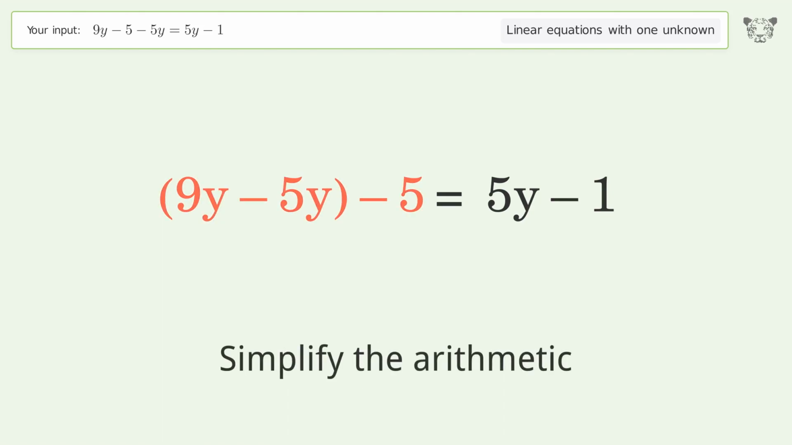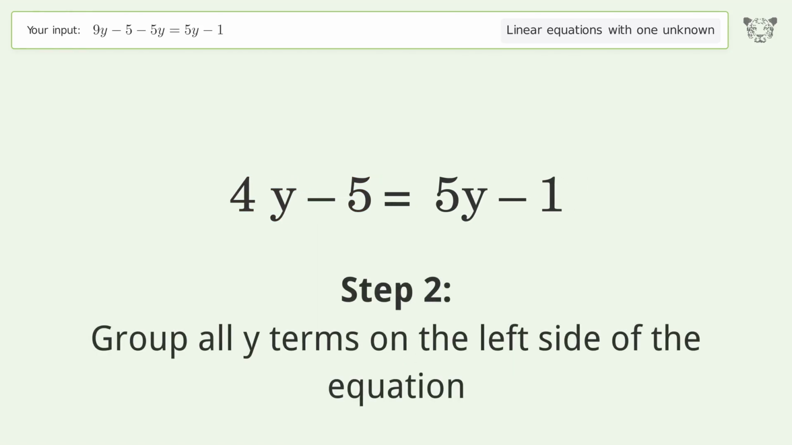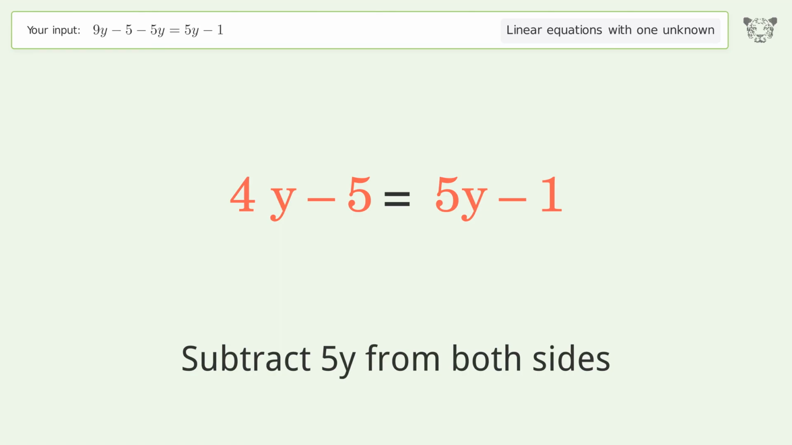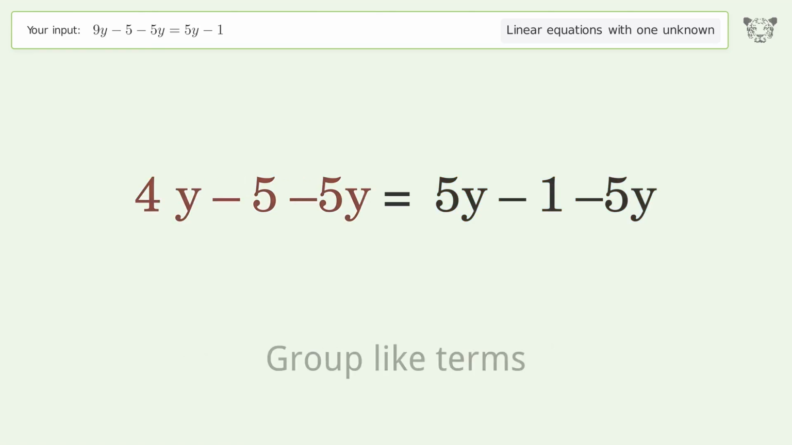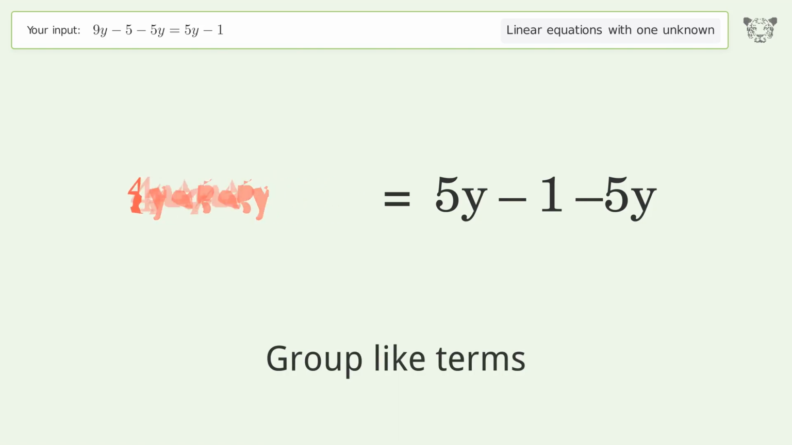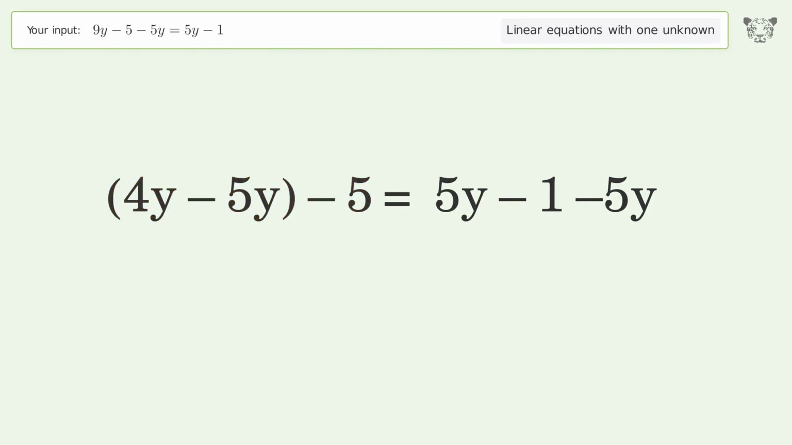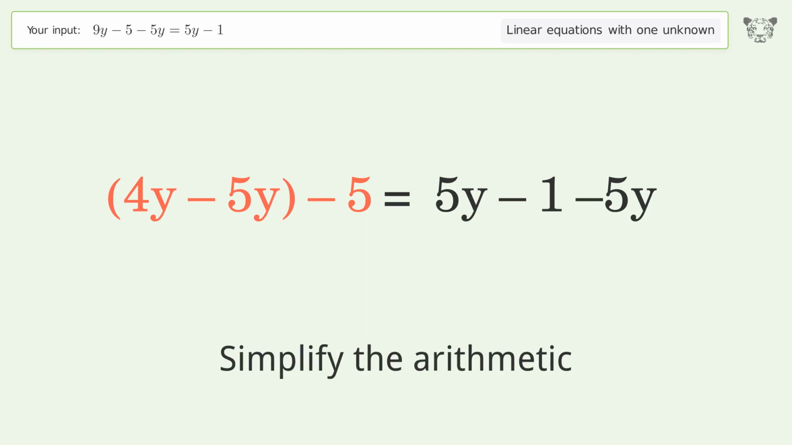Simplify the arithmetic. Group all y terms on the left side of the equation. Subtract 5y from both sides. Group like terms. Simplify the arithmetic.